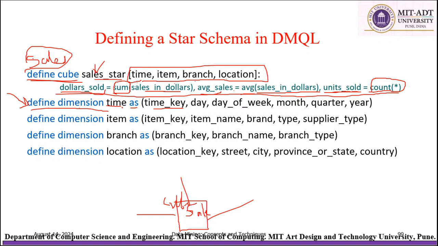Next we have to define the dimensions. Define dimension time: first the primary key of the time dimension, and then day of week, month, quarter, year. So we'll define all the attributes, the list of all attributes. Similarly, we'll define the item. Define dimension item with its primary key item key, name, brand, type, supplier type. Likewise, we'll define the dimensions branch and location.